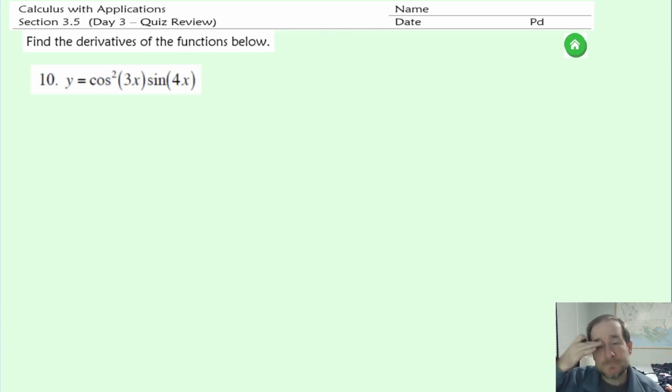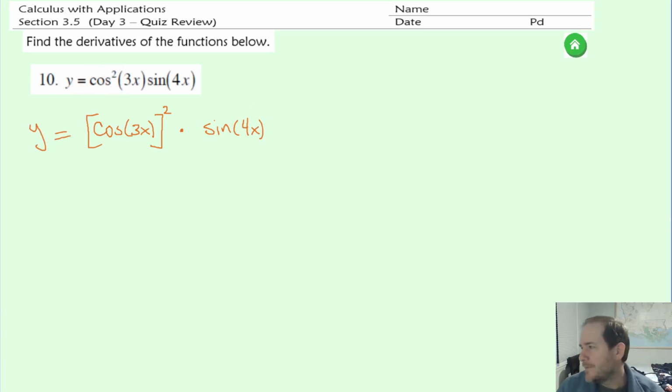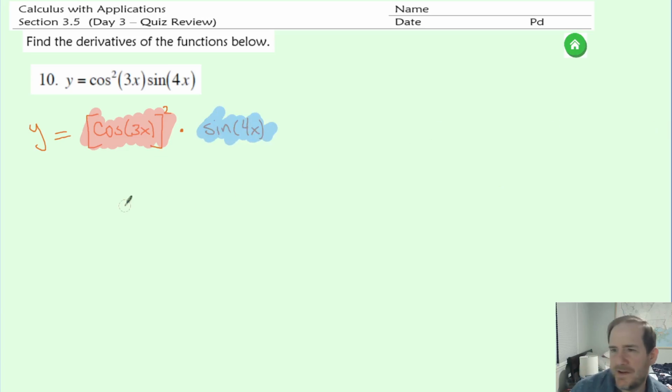Number 10. What do we got here? This cosine would be the cosine of 3x and the whole thing getting squared. Then you're multiplying that by the sine of 4x. So you should certainly see this as a product. And we know that we've got this whole function here, and then we've got this function here. So we'll start by differentiating the pink guy.